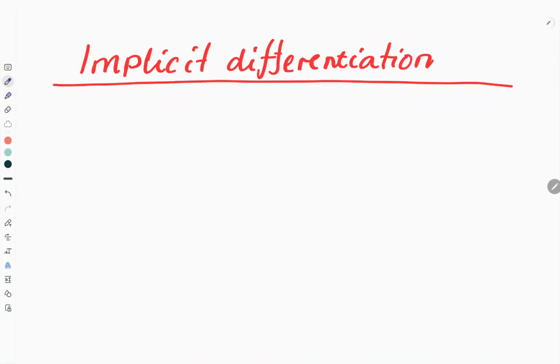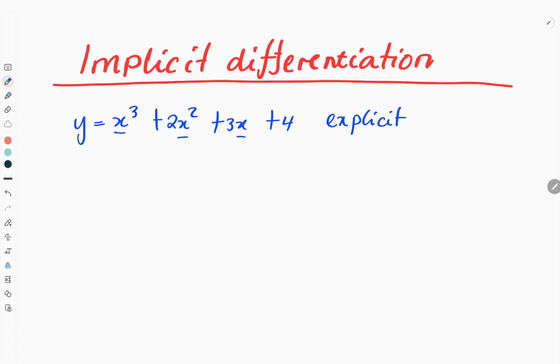So in this lesson, I'm going to show you how to do implicit differentiation. Some may be wondering, what are those implicit functions? For example, if you're given y is equal to x cubed plus 2x squared plus 3x plus 4, this is an explicit function. It is explicit because it is explicitly in terms of x.